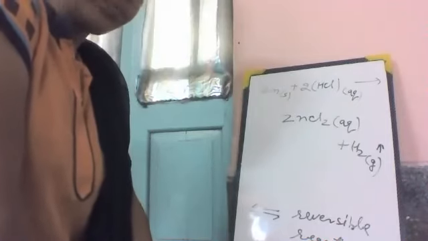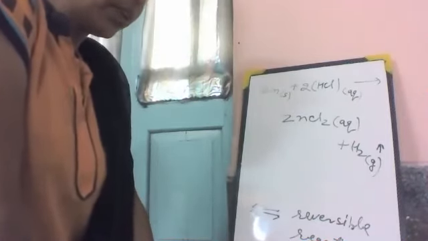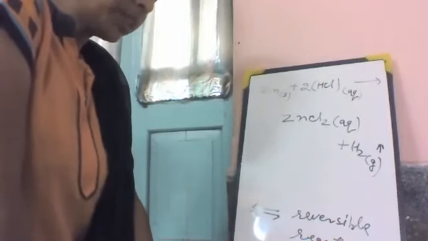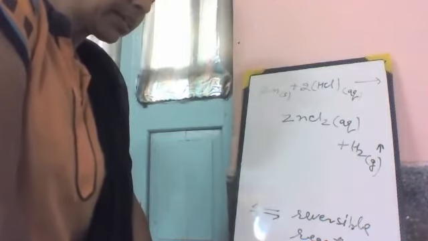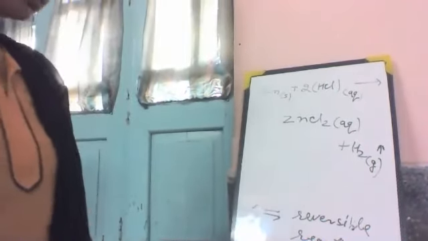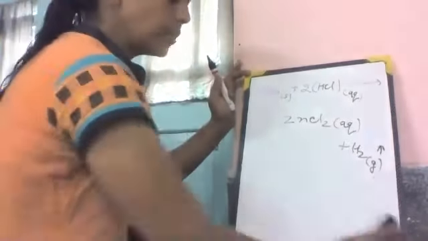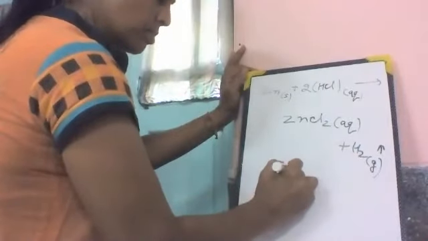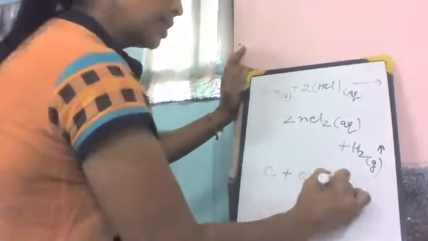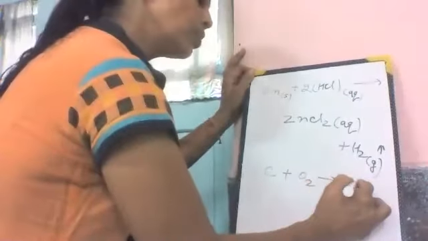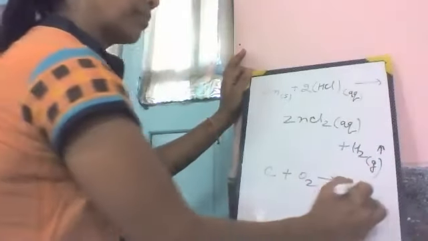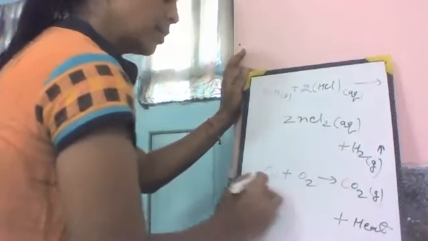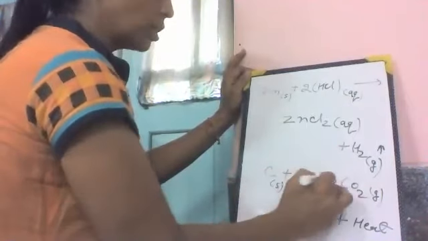A chemical reaction proceeds with evolution or absorption of heat. This information is provided by adding the heat term or by subtracting the heat term. In this reaction, carbon reacts with oxygen to produce carbon dioxide. It's a gas and it produces heat. It is in solid form.